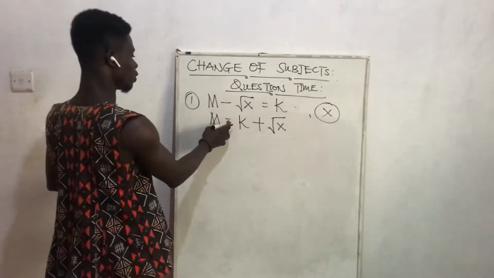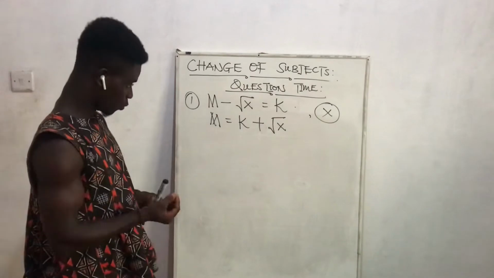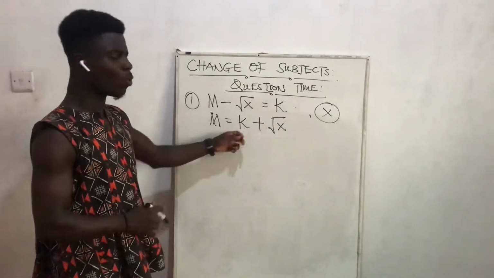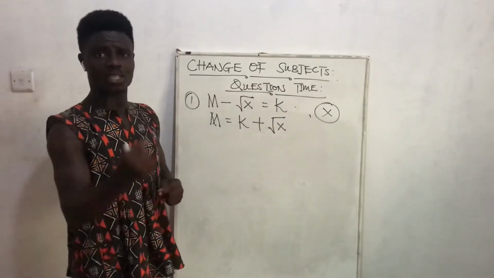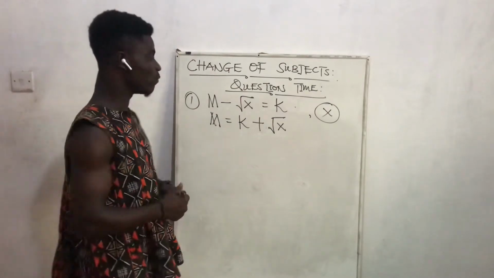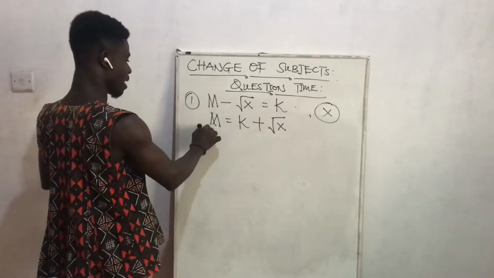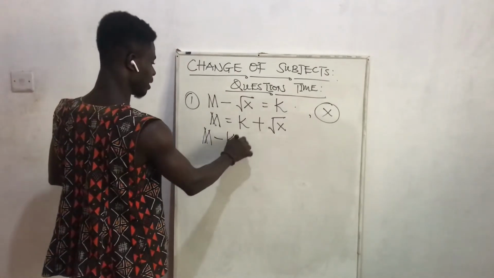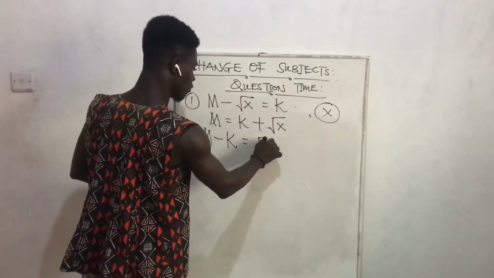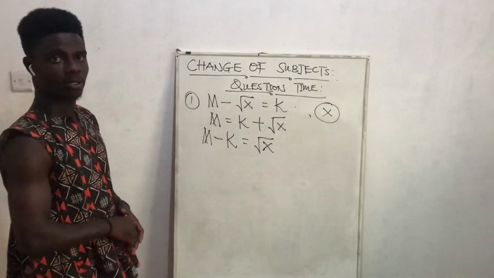So now k crosses the equal sign. So when positive k is transposed, we get negative k. So positive k crosses the equal sign to be m minus k equals square root of x.